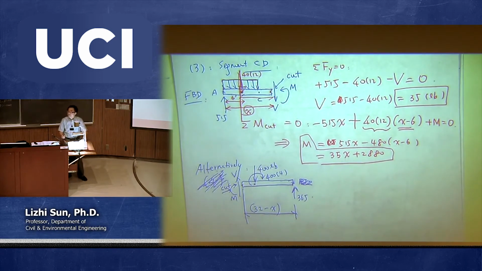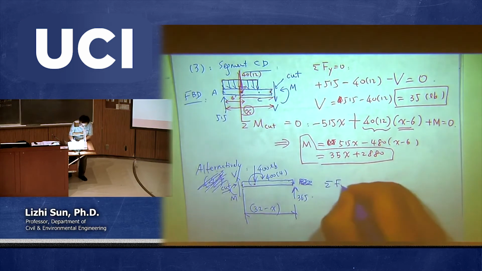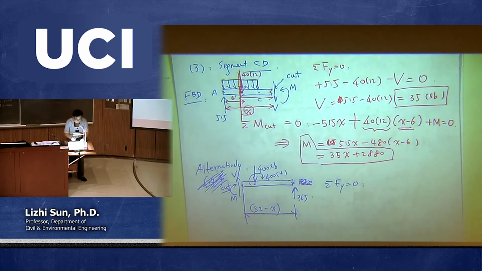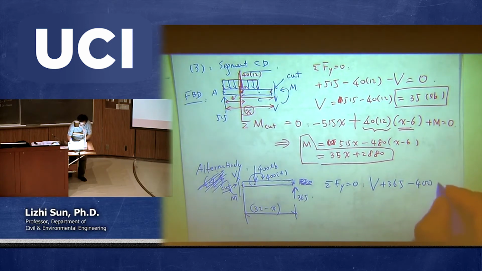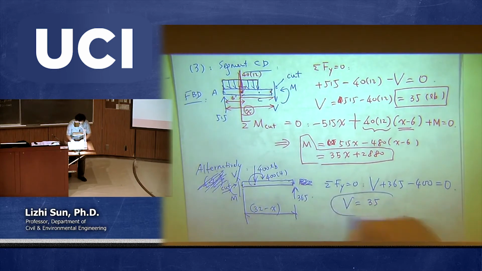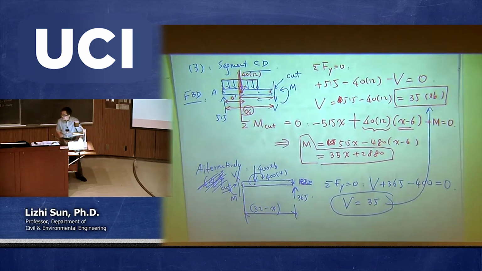Now we are collecting all the forces in the Y direction. You have V going up, you have 365 going up, you have 400 going down, and that should be equal to 0. Okay, so from this equation, what is V? So V is equal to 35, right? See, compare this one with this one, they are the same.